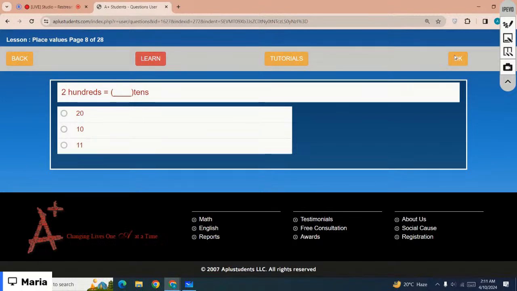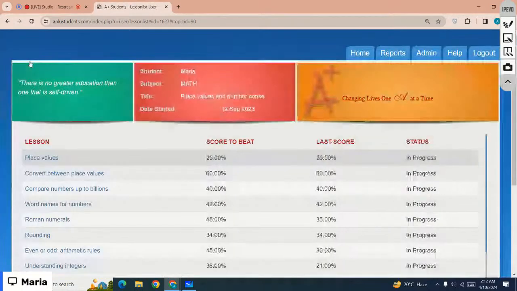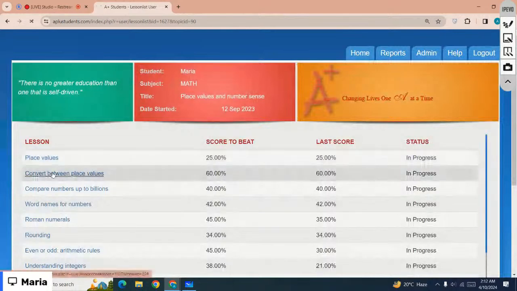200s equal how many tens? Yes, 20 tens. The correct option is 20. Okay, you can complete the lesson by yourself later today. Let me just move on to the next lesson. The next one is convert between place values.